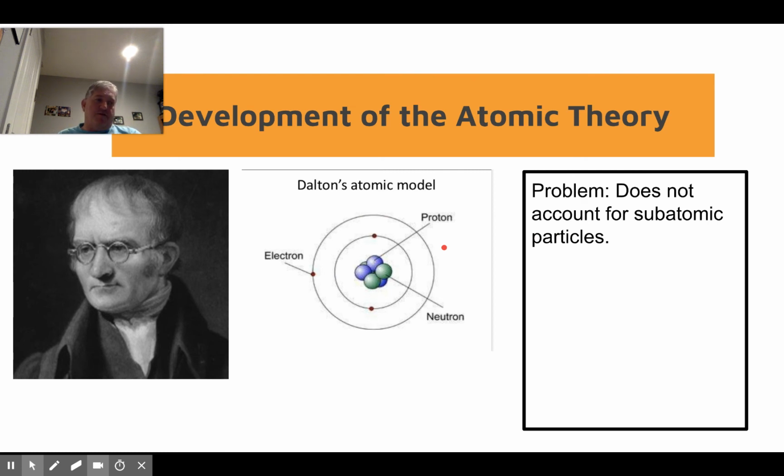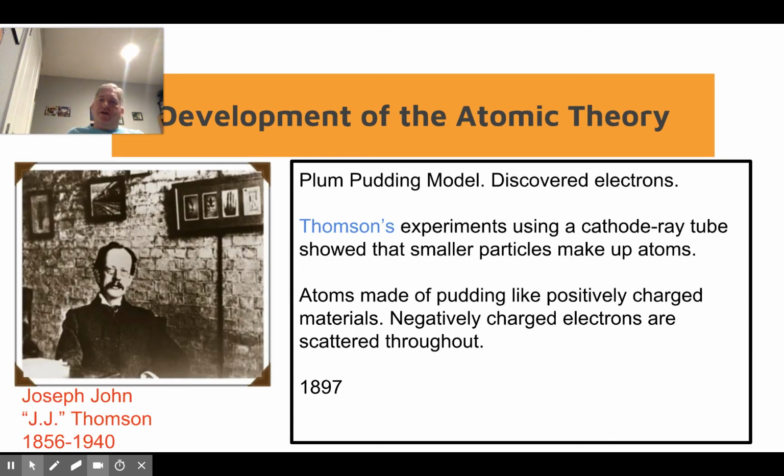His model will stand real well, and it'll be right in place until about 1897, when Joseph John J.J. Thomson came up with the plum pudding model. In this model, he discovers electrons, and he'll win some awards for this one. He used a cathode ray tube, and he bombarded it with light energy, and he began to see that there were smaller particles that make up atoms.